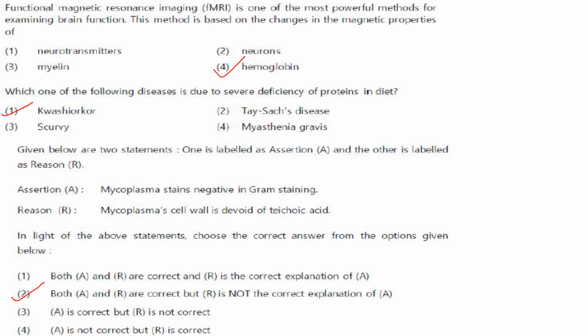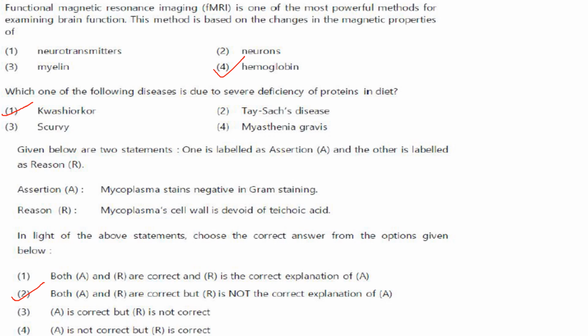Then next one. Functional magnetic resonance imaging (fMRI) is one of the most powerful methods for examining brain function. This method is based on the changes in the magnetic properties of... So fMRI, it is based on the changes in the magnetic properties of oxygenated and deoxygenated hemoglobin in the blood. So the answer here is option 4, hemoglobin.